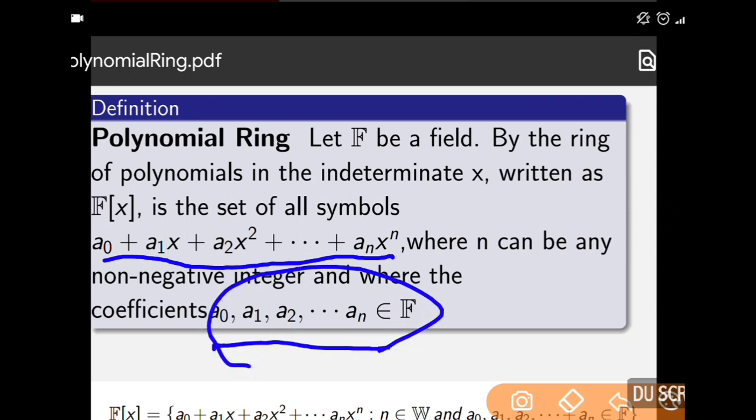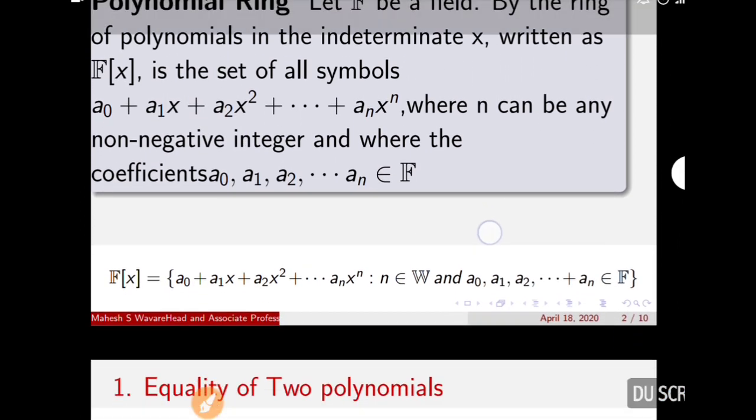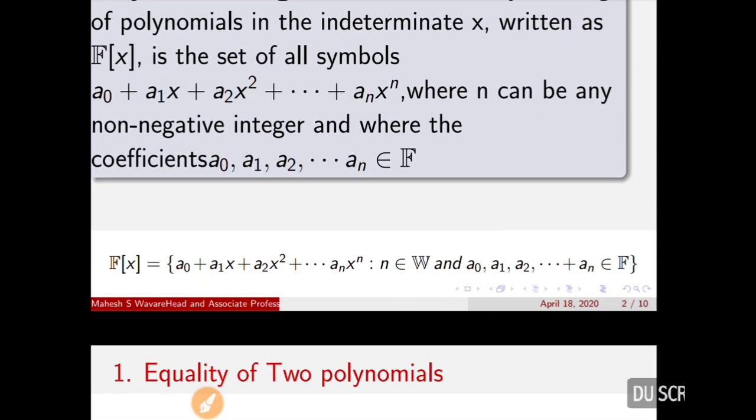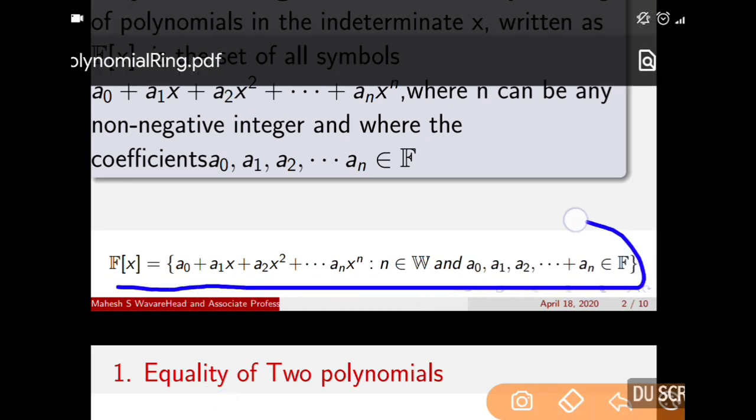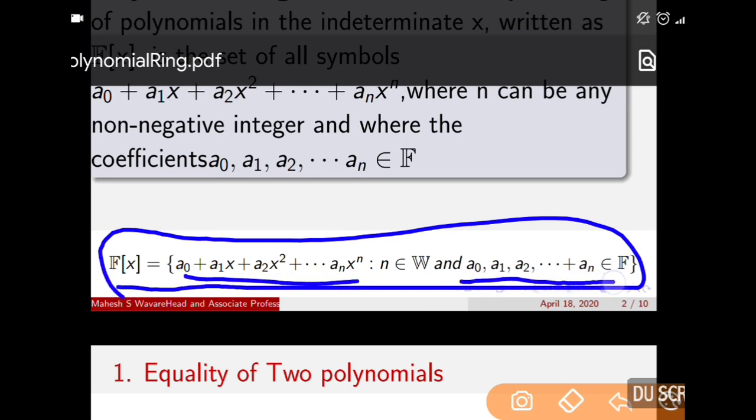What are examples of a field? A field may be the real numbers, the set of complex numbers, the set of rational numbers, or any finite field, that is, integers modulo a prime p. And this polynomial set, we denote it by this. This is the set of all symbols where the coefficients are from the field and n is a whole number.